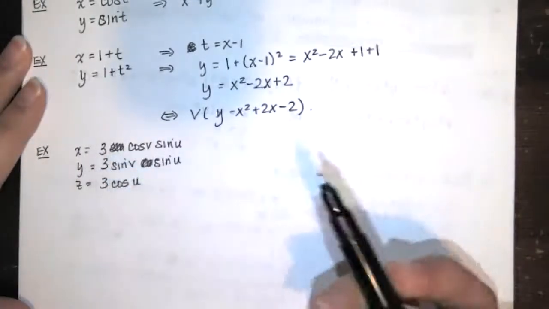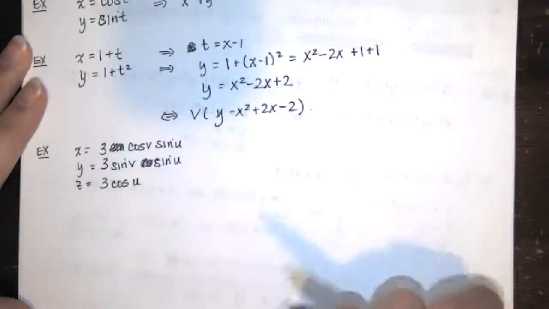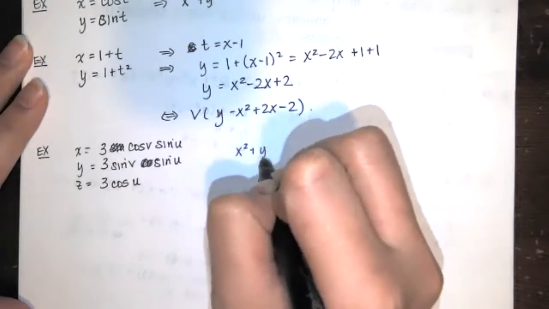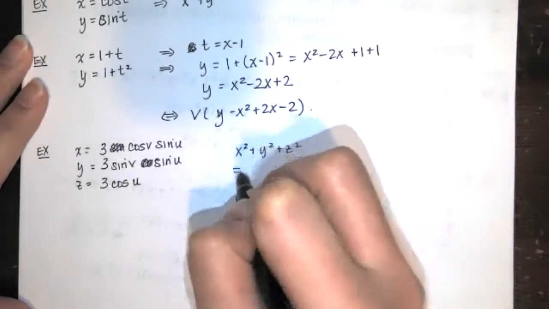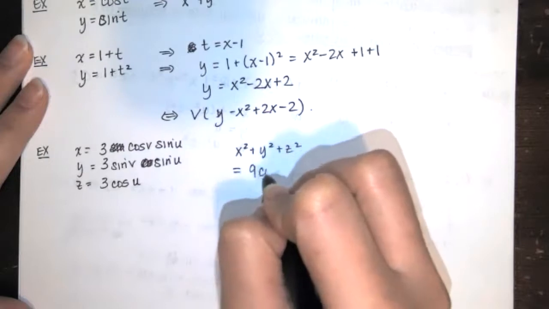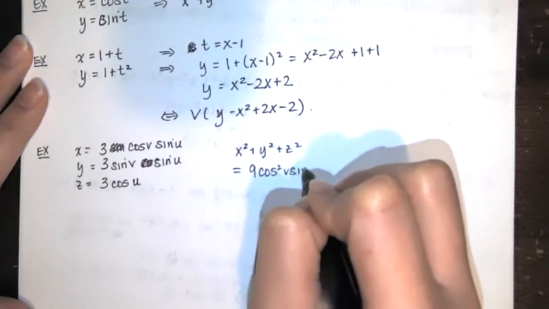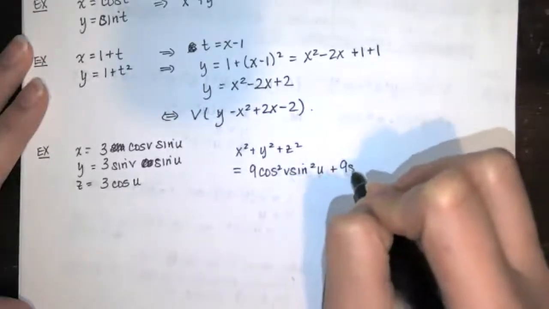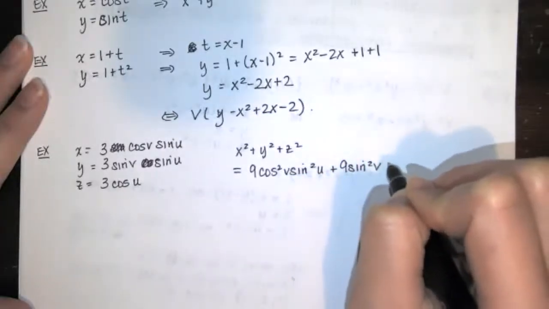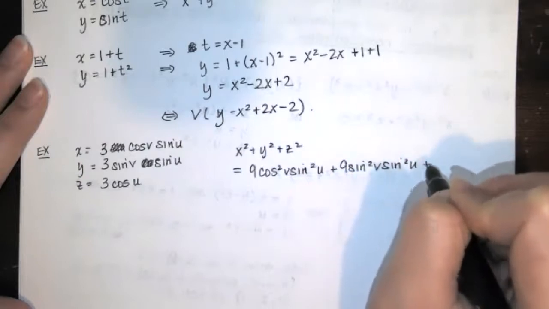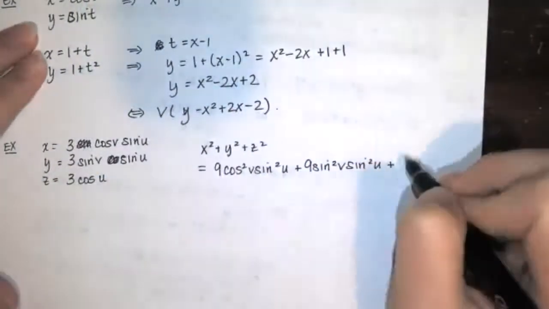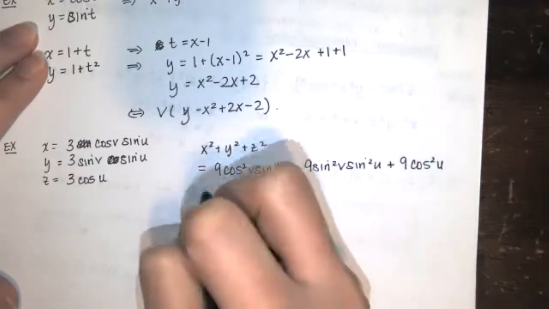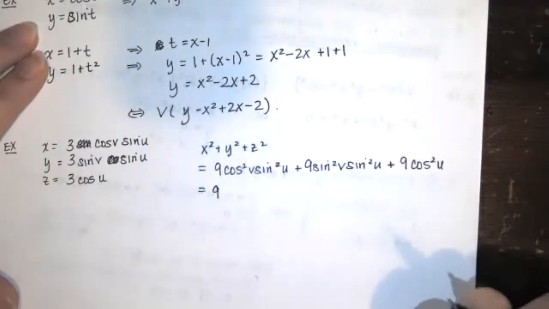If I take the x, the y, and the z, and I square them, then I can get rid of all of the u's and the v's. If I take those and I add them together. So if I take my x and I square it, I get 9 cosine squared v sine squared u. If I take my y and I square it, I get 9 sine squared v sine squared u. For the z, if I square that, I have 9 cosine squared u. And then we can factor out the 9 from everything.